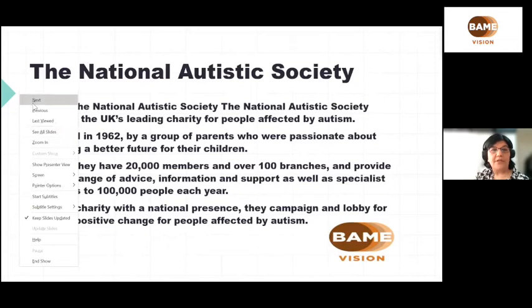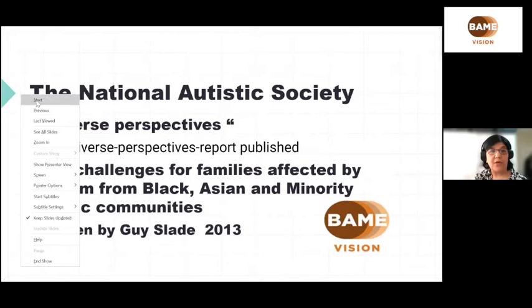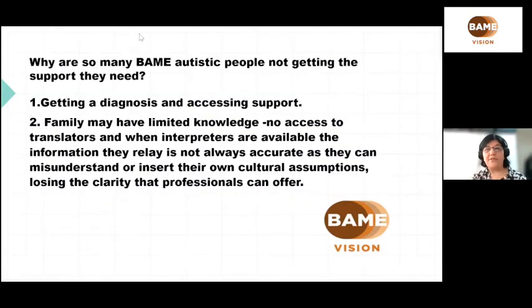Okay, let's see the next one. They published a report, and the report was called Diverse Perspectives and the Challenges for Families Affected by Autism from the BAME Community. If we think about it, diagnosis is quite a key part of this. From diagnosis you can move on and see where things go. So how is that happening, and why is it that so many people are not getting the diagnosis? Why is it that people are not getting the support they need?